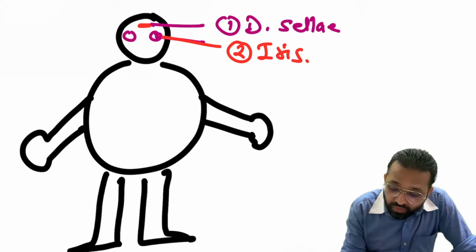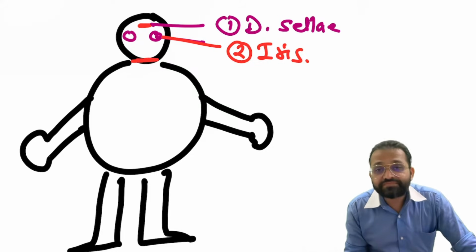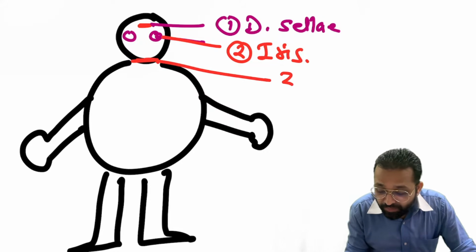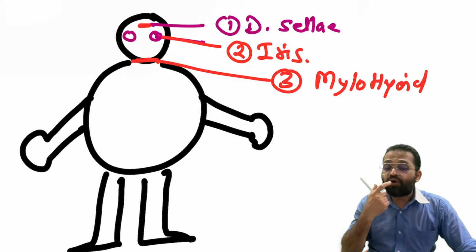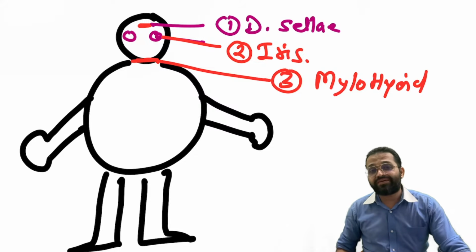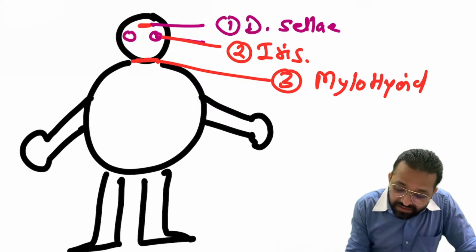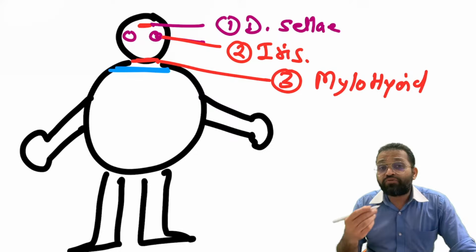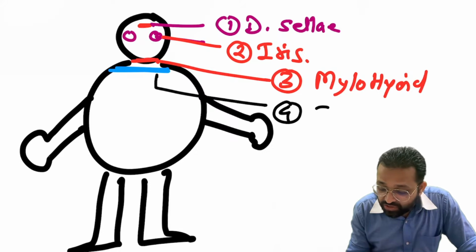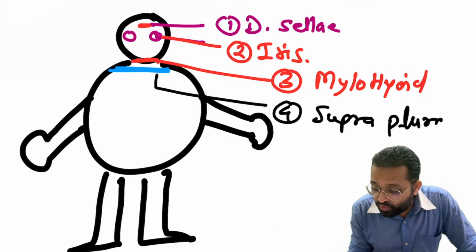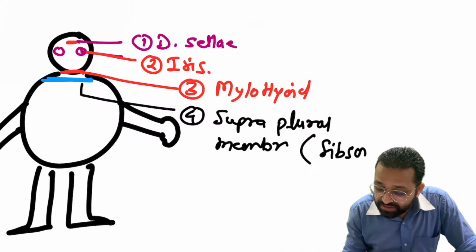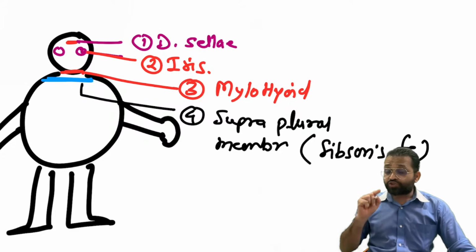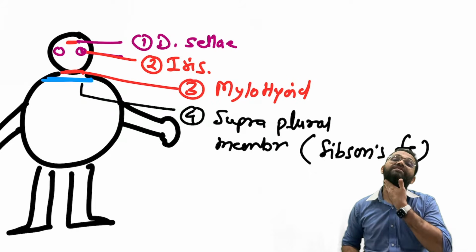Now at the floor of the mouth, this portion is our mylohyoid. It is separating the oral cavity from the neck. Getting the point? So this is our mylohyoid. Next, in the neck, above the pleura, there is a membrane. This is the suprapleural membrane. It is also known as Sibson's fascia. It is also considered a diaphragm. It is a diaphragm between the neck and the thorax.